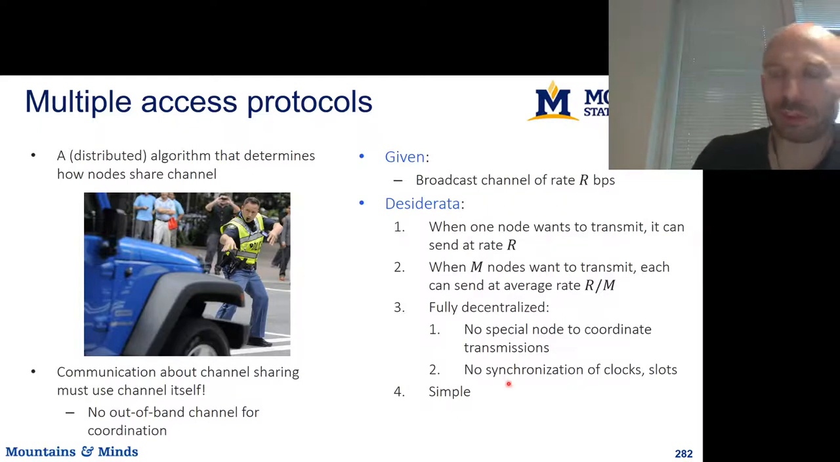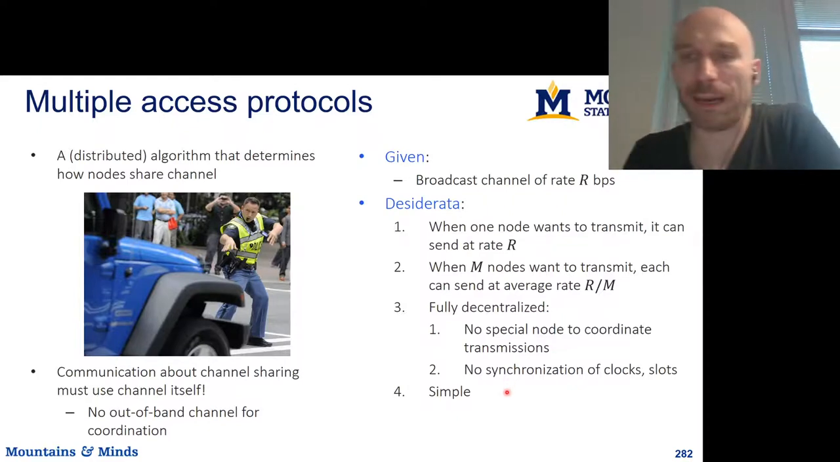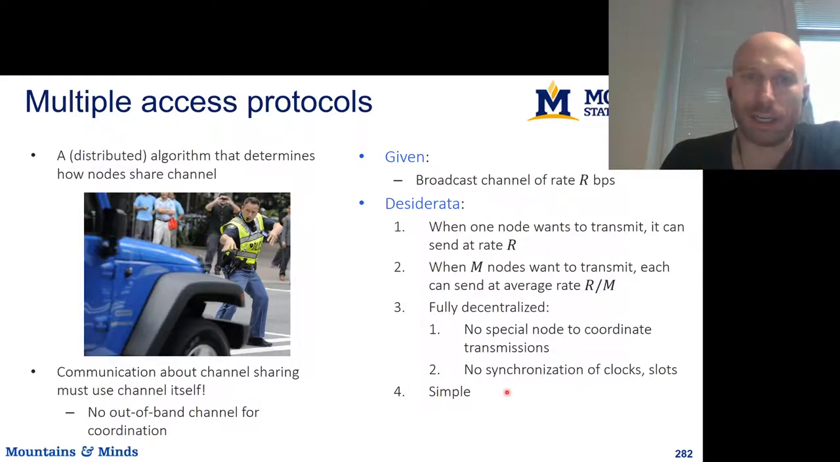And then finally, we would want this protocol to be simple. If it's complicated, that means that there are control packets. What does it mean for it to be complicated? It means it's doing something, and the only way to do something without out-of-band communication is to use the shared channel. Then the bandwidth that the nodes should be sharing is instead being eaten up by control traffic. So we would like these protocols to have as little control traffic as possible.